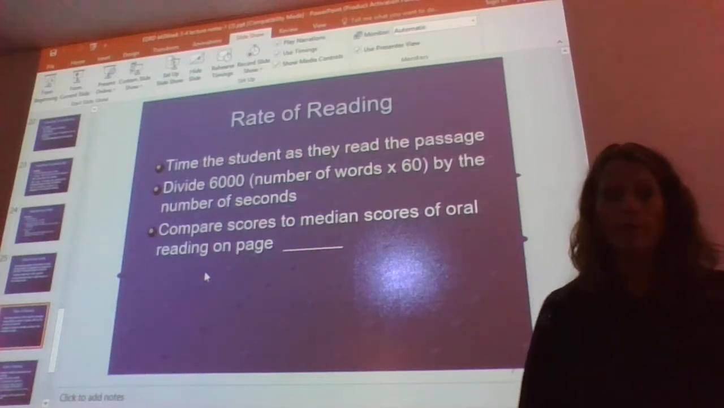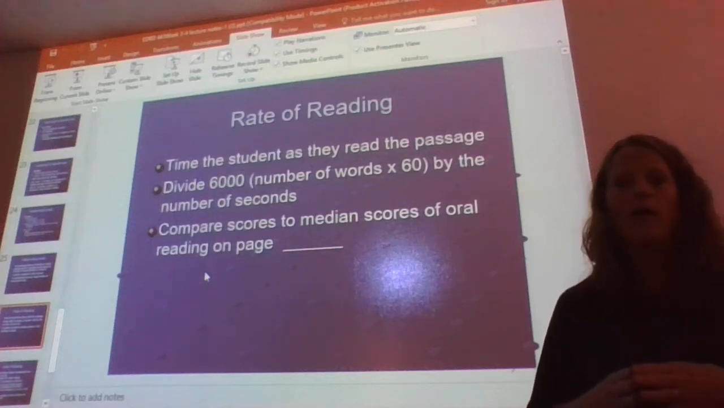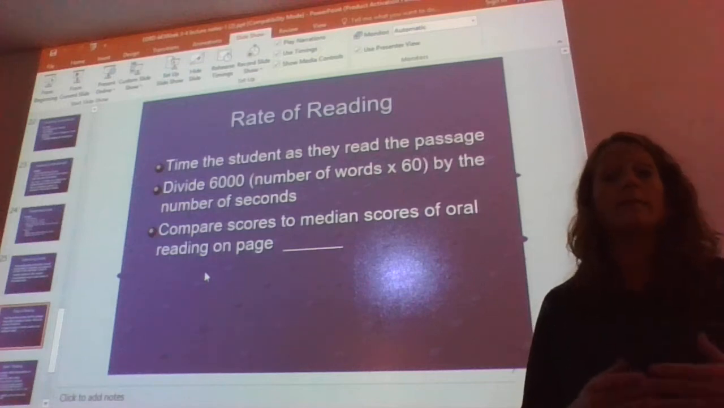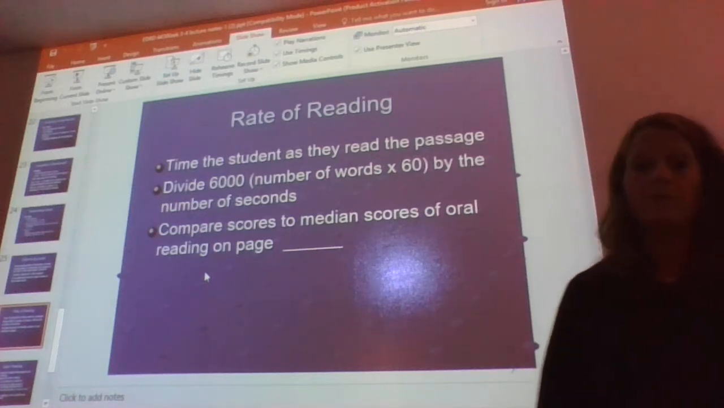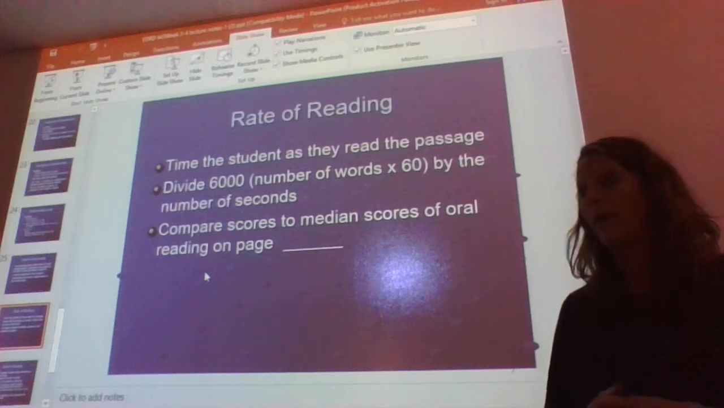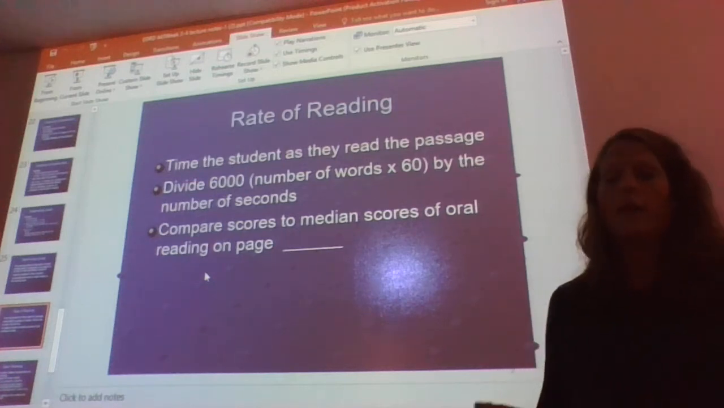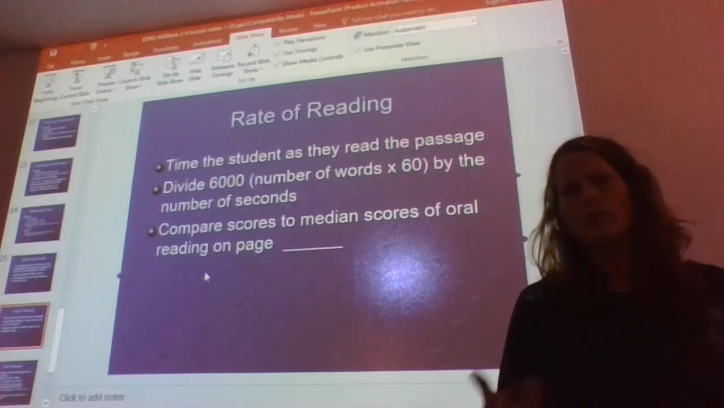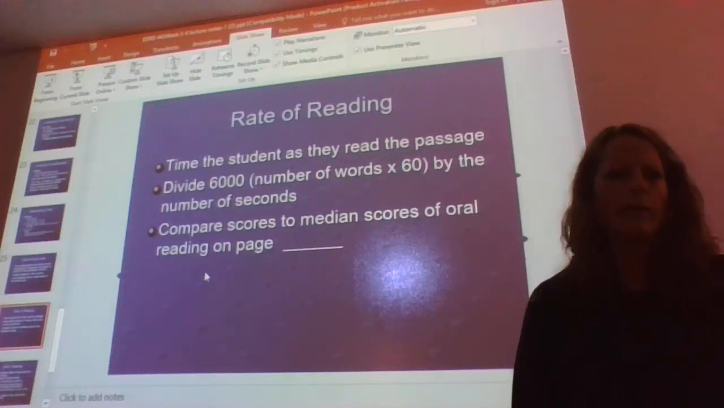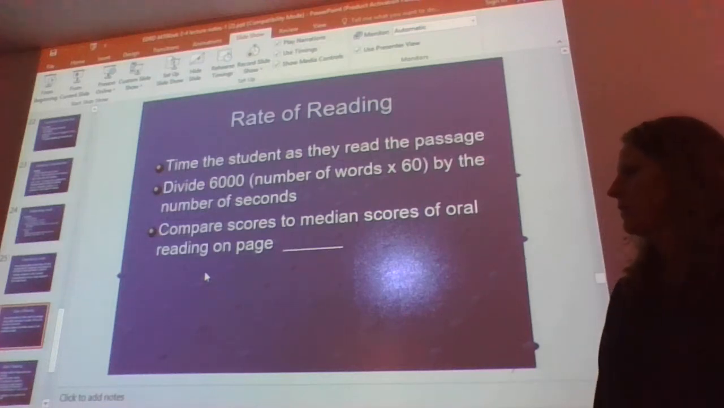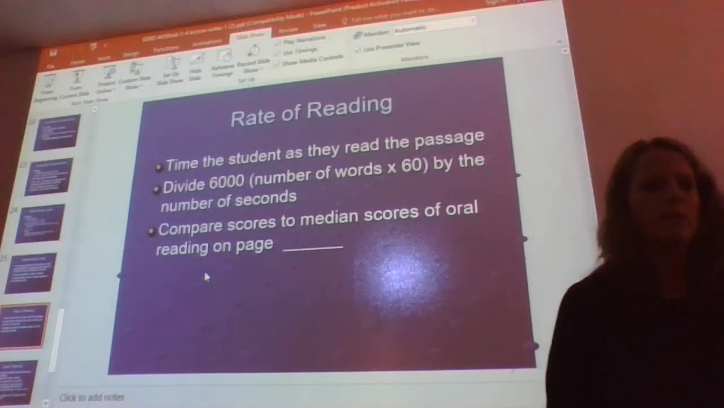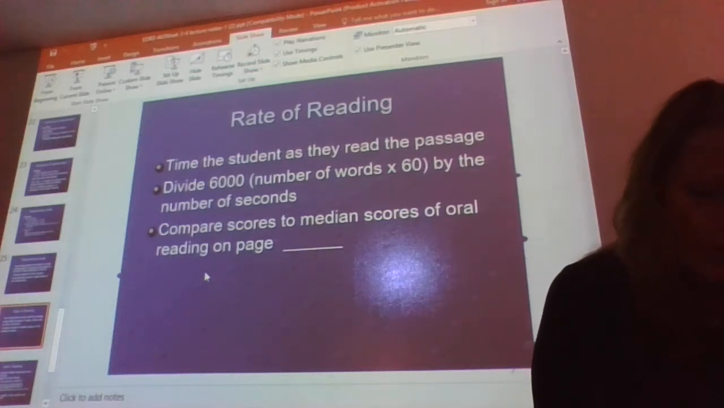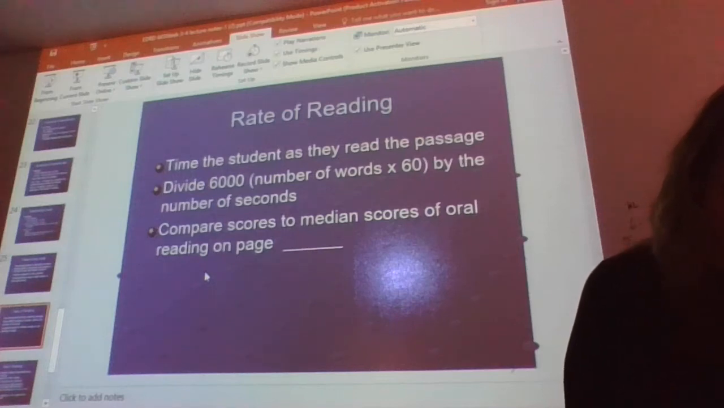Another thing I want to talk to you about is the rate of reading. Now, I'm only going to have you time your reader once, just for practice to get the hang of it. You don't have to do this on every single passage, although you certainly could. But I would try to time them on a passage that you think they're probably going to do okay with, or instructional. It doesn't really matter. But you'll notice at the bottom of every page there is a little box that says oral reading rate and norm group percentile.